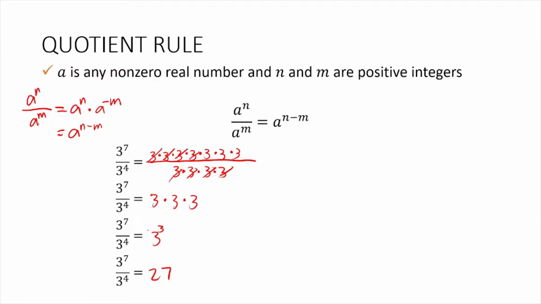And as you can see, it agrees with the rule, okay? Because if we simply express 3 raised to the power of 7 and 3 raised to the power of 4, let's say, express this as 3 raised to the difference between 7 and 4, so that's 7 minus 4, and that would be 3 cubed, right? So again, it agrees with the quotient rule.